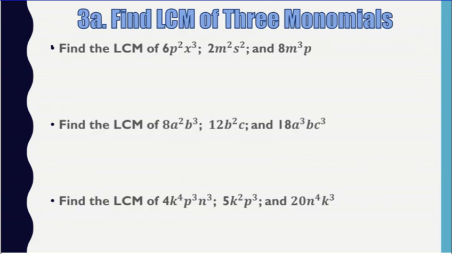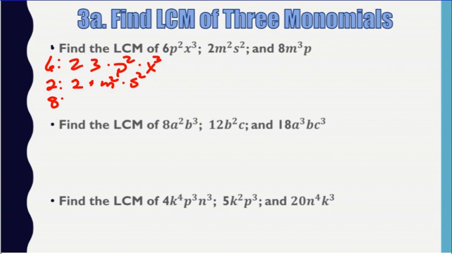Example 3 is finding the least common multiple of 3 monomials. So we have 3 terms. You're just doing everything the same way. So we got 6, which is 2 times 3 times p squared times x cubed. 2 is just 2 times m squared times s squared. Then 8, that's 2 times 2 times 2 times m cubed times p.